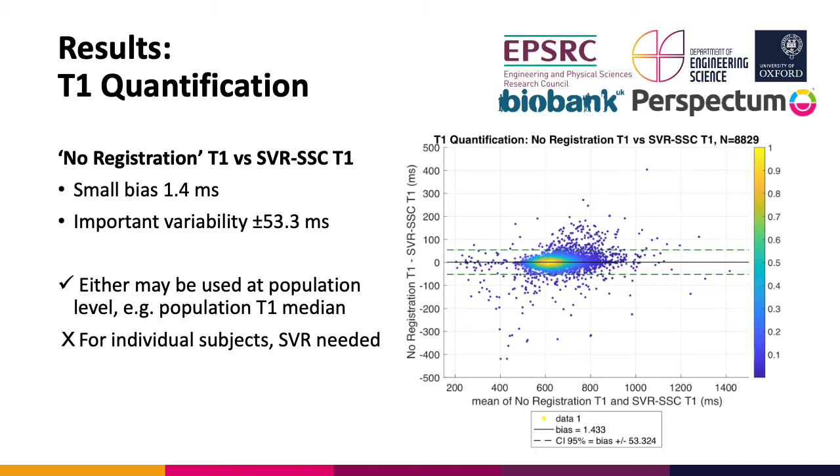Here are the results for the T1 quantification differences between no registration and SVR-SSC. The small bias of 1.4 milliseconds suggests we may be able to use either of the methods at the population level, for instance to report the median T1 for the population. For individual subjects, however, registration may be required, since the variability of 53 milliseconds makes the two methods not equivalent.